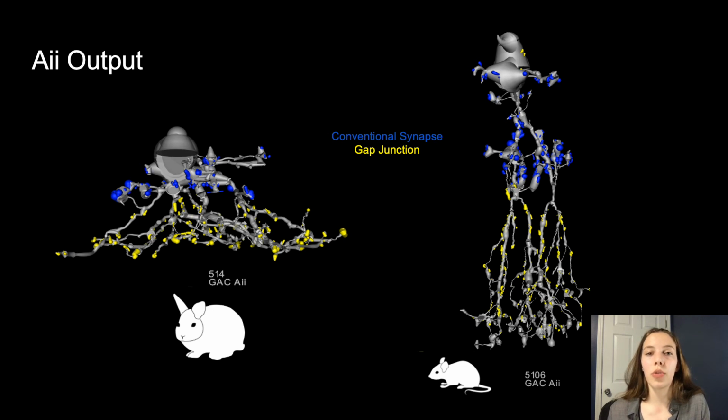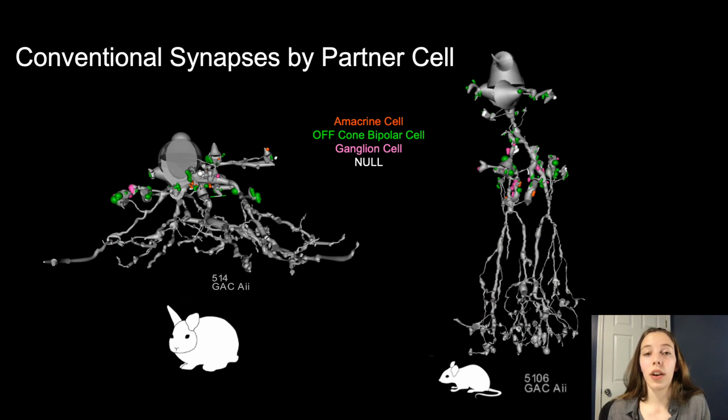In addition to breaking down output by conventional synapse and gap junction, I decided to break down each type of output by the cell they communicated with, which is called the partner cell. Here are 2 images that show the breakdown of conventional synapses by their partner cells. Partner cells for conventional synapses include amacrine cells, off-cone bipolar cells, and ganglion cells. The rabbit A2 cell is on the left, and the mouse A2 cell is on the right.